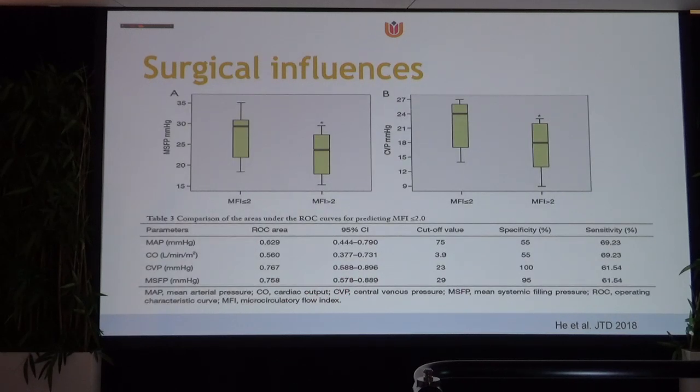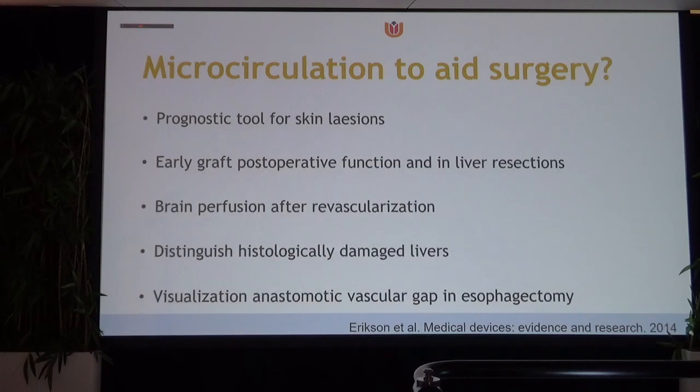And actually it was really interesting that when you connect macrocirculation to microcirculation, mean arterial pressure and cardiac output were not really predictive in these patients for a bad microvascular flow index, but CVP and mean systemic filling pressure were, which probably affects the organ level more.